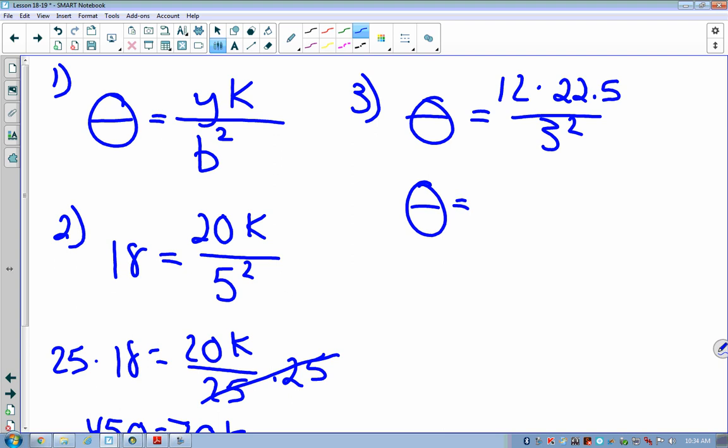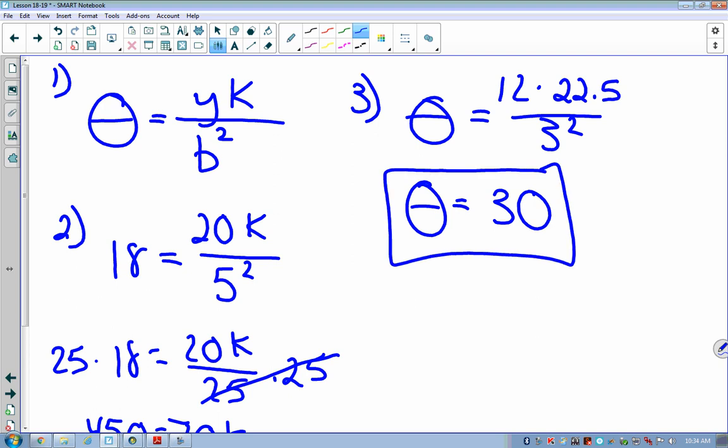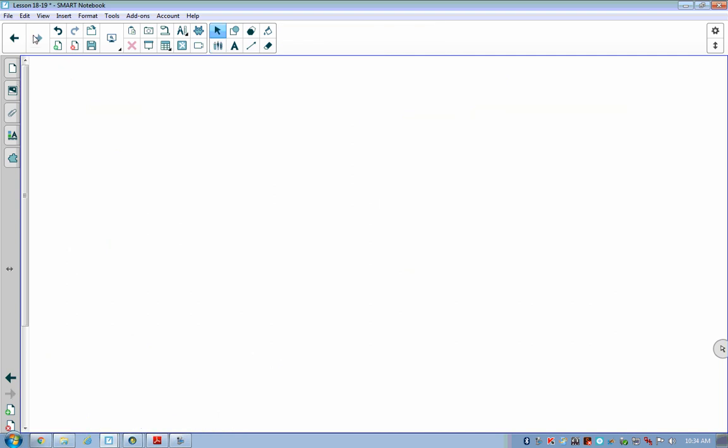So 12 times 22.5 divided by 9. Should be what? 30. So 30 oranges. Is that doable? I'm not saying your start-off equation will always be the same, but the steps that follow it, the process, will always remain the same. Let's move on to word problem number 3.